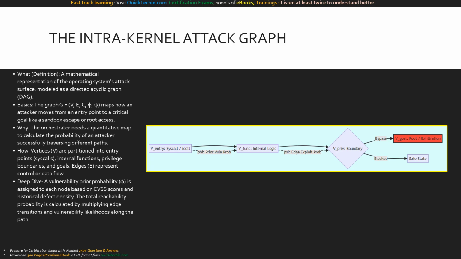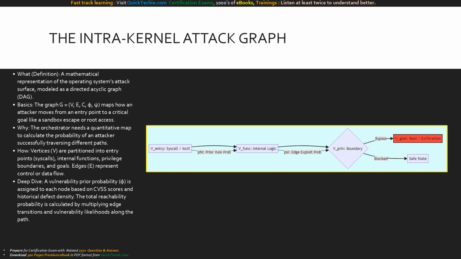Why do we need this? Because the VCAO orchestrator requires a quantitative map to calculate exactly how an attacker might chain vulnerabilities together. In our deep dive, we assign a prior probability, phi, to every node based on historical defect density and CVSS scores. By multiplying the probabilities along the edges, VCAO calculates the exact statistical likelihood that an attacker can successfully traverse a specific path to compromise the system.